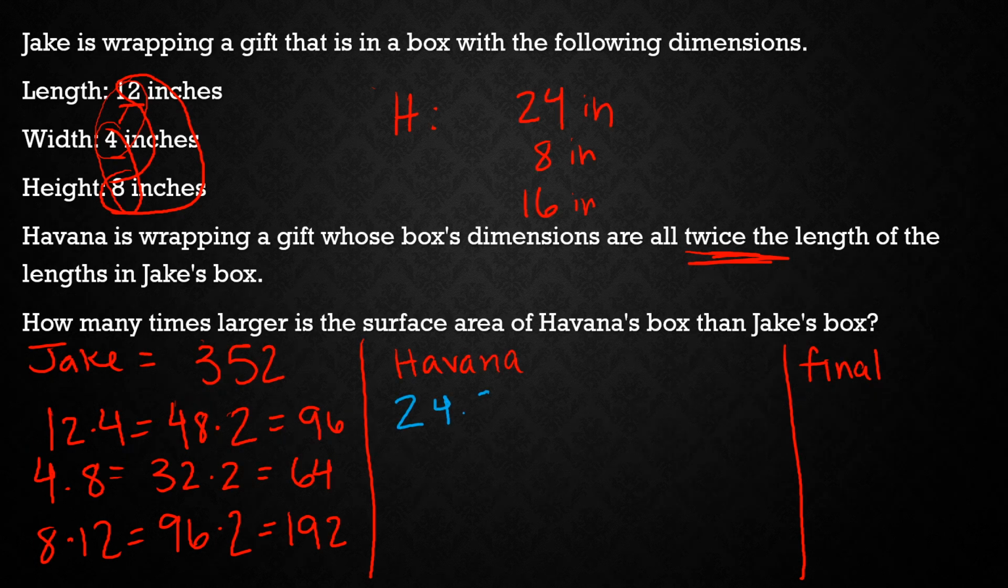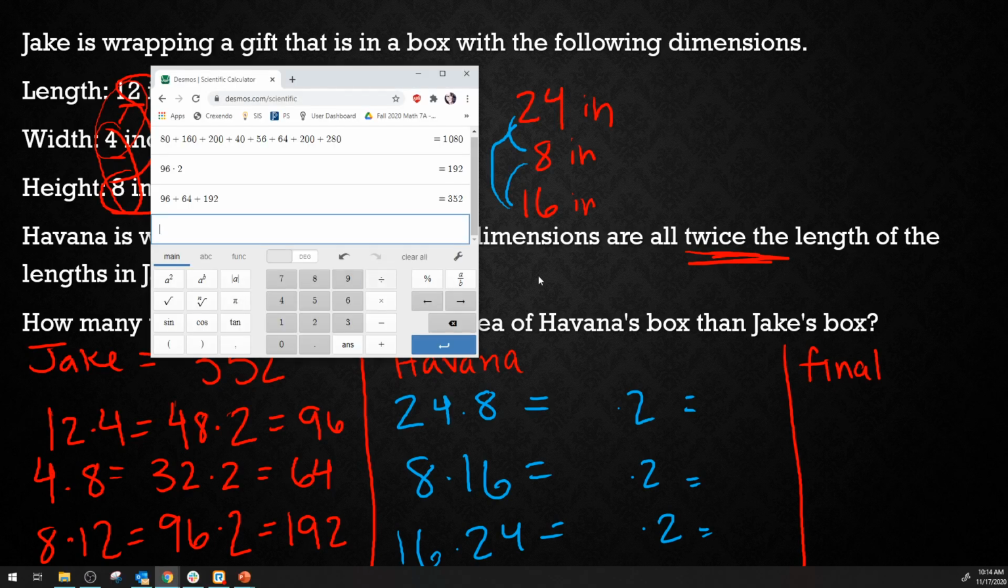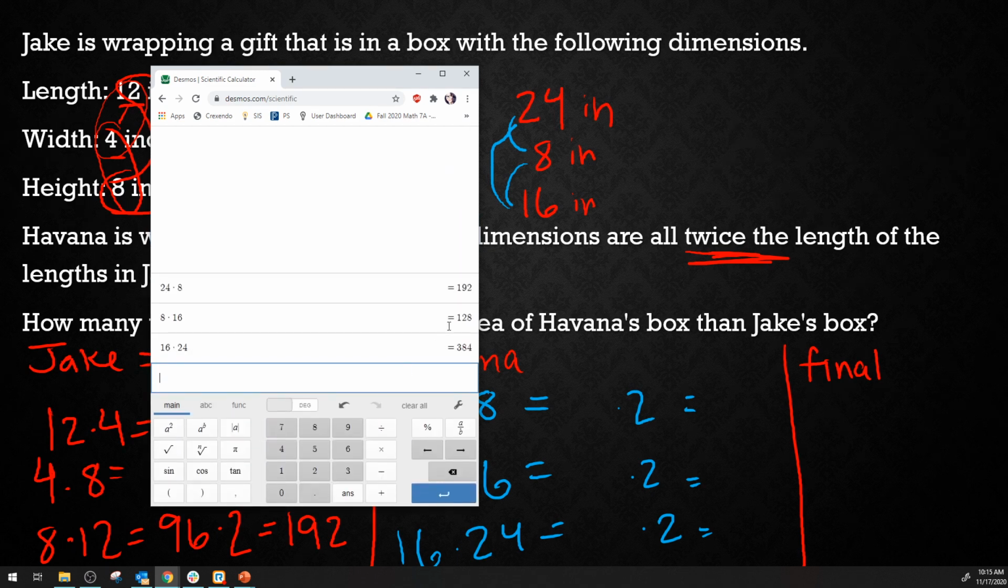So 24 times 8. I'm going to multiply all these at once at the end to save some time. So I did 12 times 8. Now I need to do 8 times 16. And my last pair is going to be 16 and 24. Whatever numbers I get, I know I need to multiply them by 2. So let's see here, 24 times 8. And then I have 8 times 16, 16 times 24. So all three of these numbers I know I need to multiply by 2.